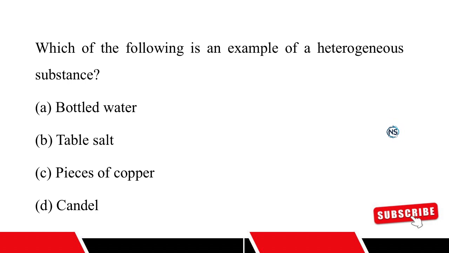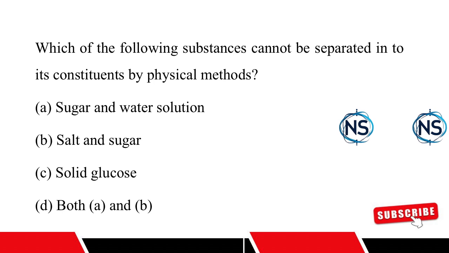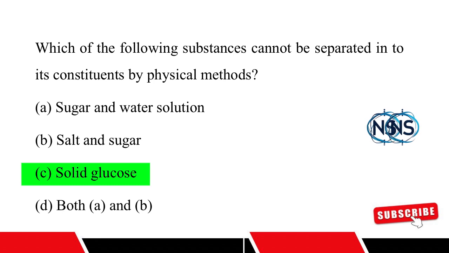Which of the following is an example of heterogeneous substance? The correct option is candle. Which of the following substance cannot be separated into its constituent by a physical method? The correct option is solid glucose.